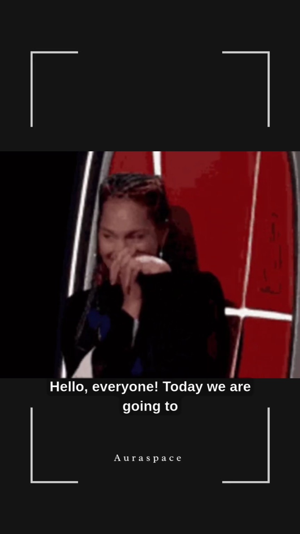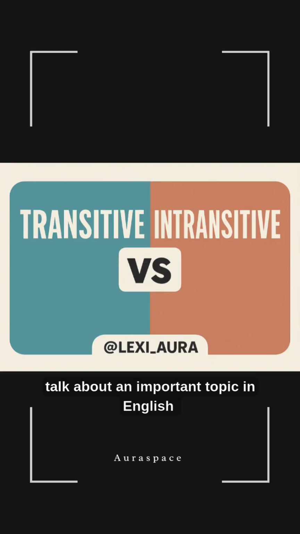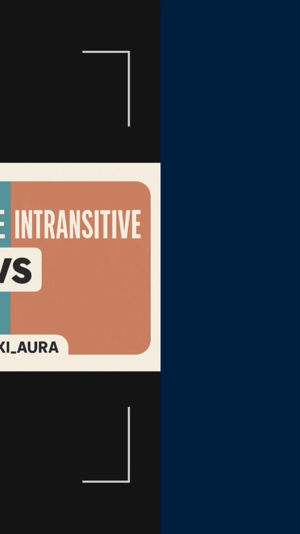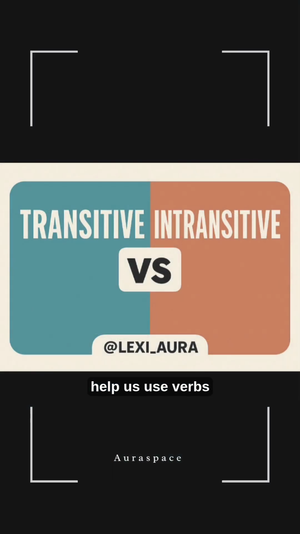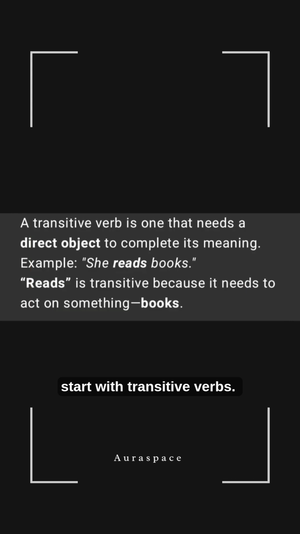Hello everyone. Today we are going to talk about an important topic in English grammar: transitive and intransitive verbs. Understanding these can really help us use verbs correctly in sentences. Let's start with transitive verbs.